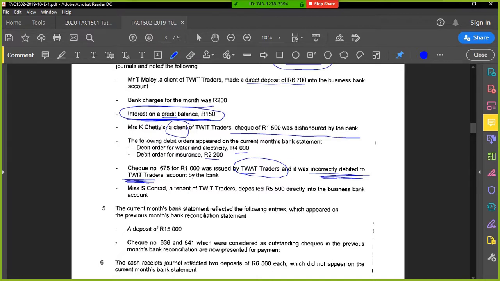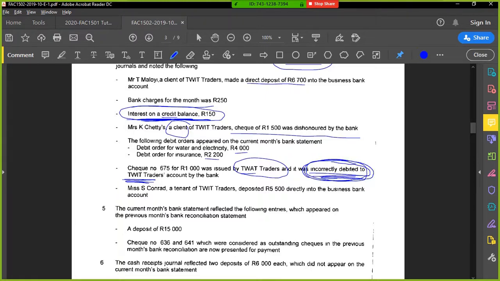Oh, so we adjust. No, we don't adjust. Check number was issued by... Whose check is this? Oh, Twat's. Exactly. Is this our check? No, it's not our check. Correct. They say incorrectly debited.